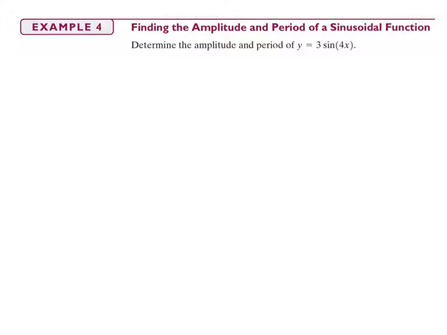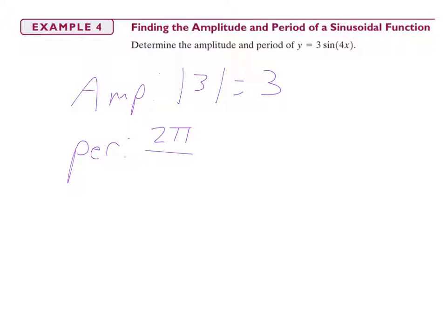Now here's an example. Determine the amplitude and period of y equals 3 sine of 4x. Now the amplitude is equal to the absolute value of the number in front, so it's just 3. And the period of sine is normally 2 pi, but it has a number 4 in front, so the period is now pi over 2.